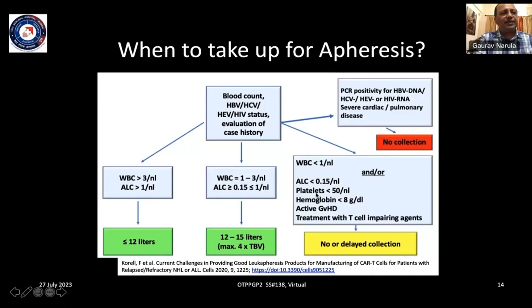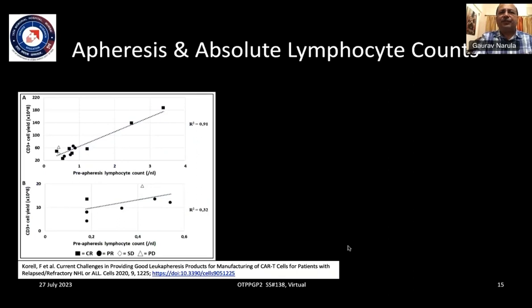But if the ALC is less than 150, or there are a lot of circulating blasts in the peripheral blood, then we have to delay the collection. So this is the way we go about it. Then we give some chemotherapy to the patient to try to reduce the blasts so that the normal cells can grow. And this is a very important question.